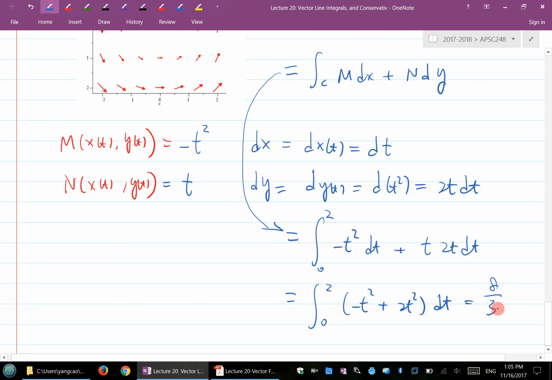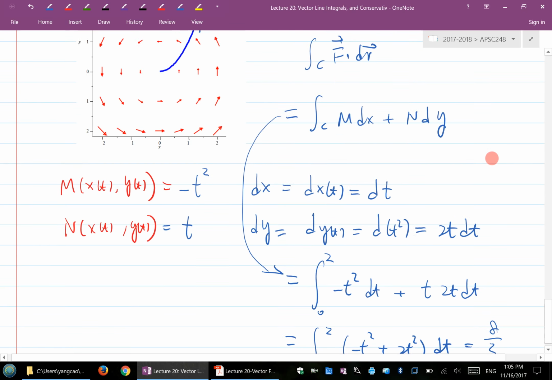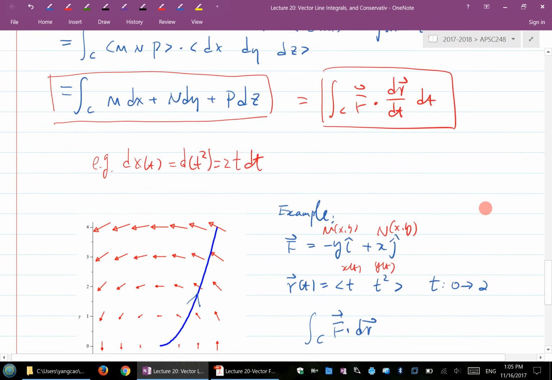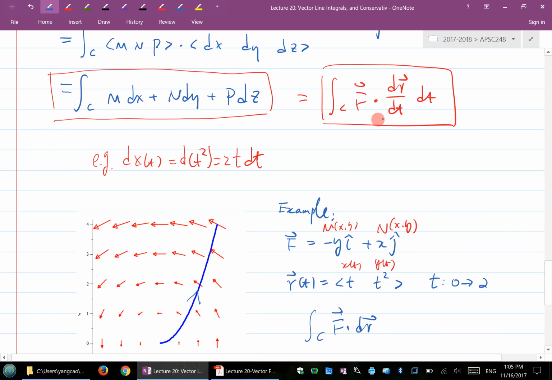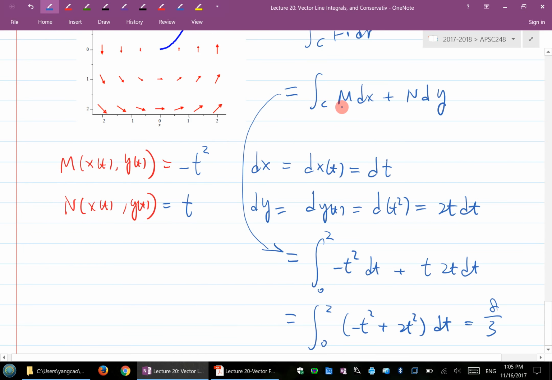So if you use a different formula, it's the same. If you start from here, with dr over dt, you should get the same answer as starting from here. So either way is fine. It depends on how comfortable you are with whichever formula you want to use. Okay, and that will be okay.